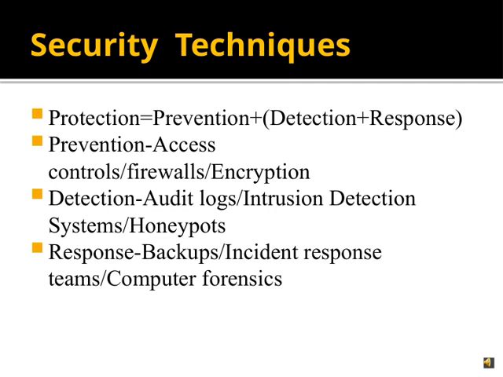The core idea here is that protection equals prevention plus detection plus response. Think of it as a layered approach to security. Prevention is the first line of defense. This includes access controls, firewalls, and encryption, things that stop unauthorized users from getting in right from the start. These measures are essential because they make it harder for attackers to breach your systems. Detection comes next. Even with prevention in place, it's important to identify any suspicious activity early. Audit logs, intrusion detection systems, and honeypots help us monitor and detect potential threats before they cause serious damage.